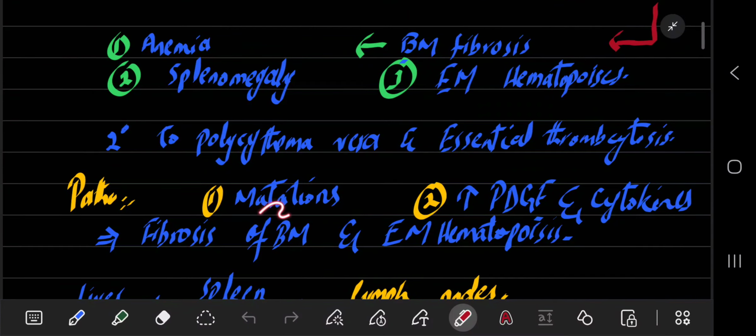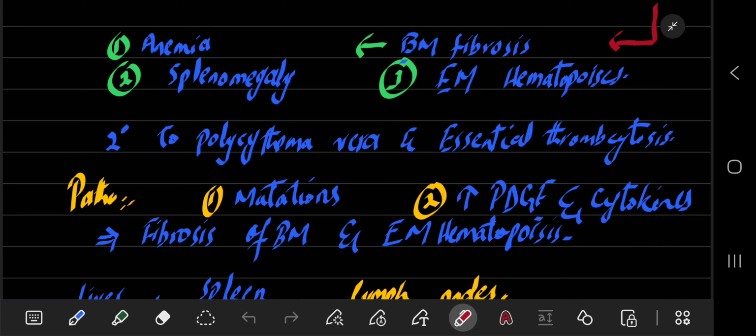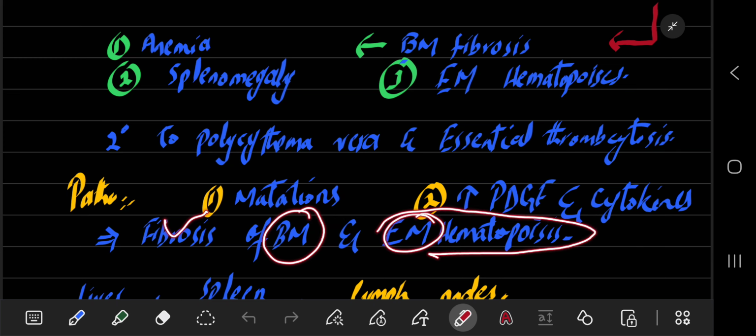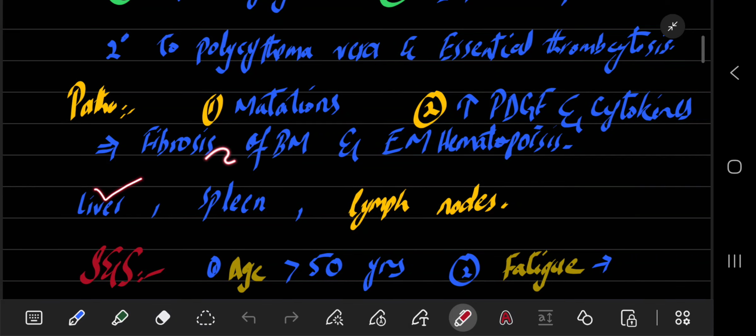What is the pathophysiology? I have told you that there are JAK2 mutations or MPL or CALR mutations, and these lead to increase in the PDGF and cytokines. Platelet derived growth factor and cytokines, when released, cause fibrosis of the bone marrow, and extramedullary hematopoiesis starts because bone marrow is unable to produce the cells. Therefore extramedullary hematopoiesis starts. It occurs in the liver, spleen and lymph nodes.